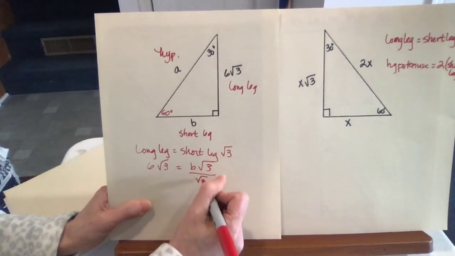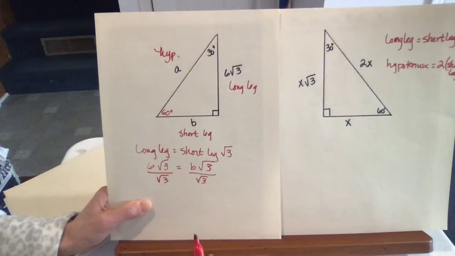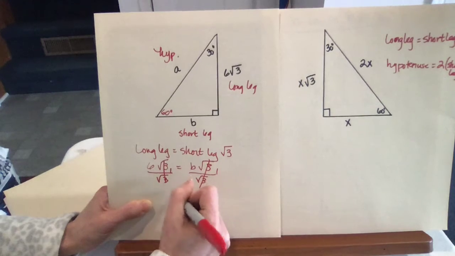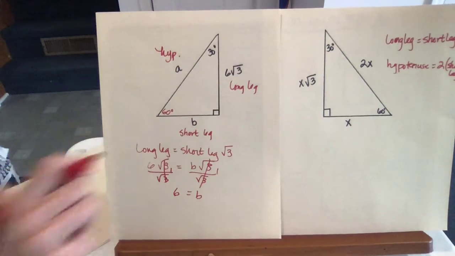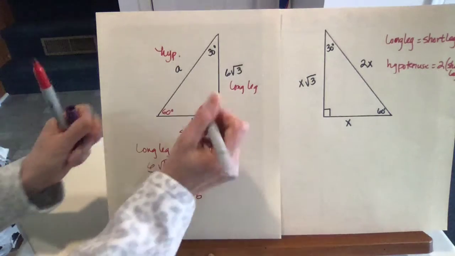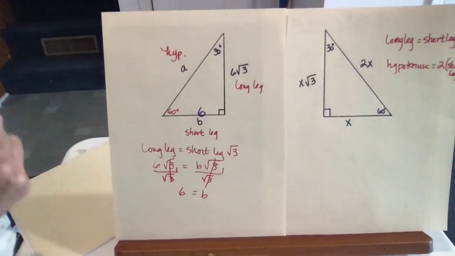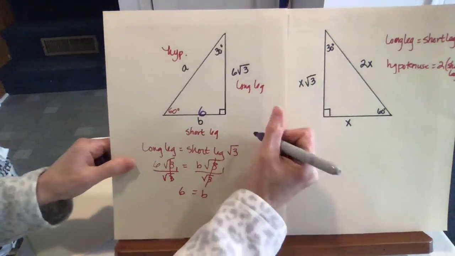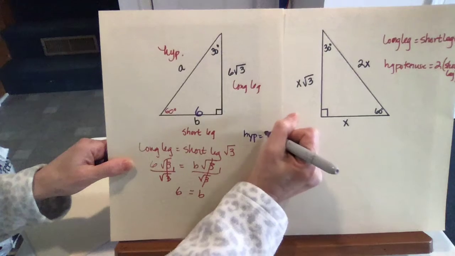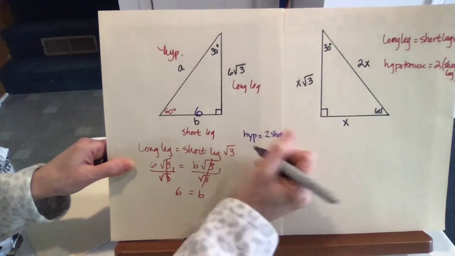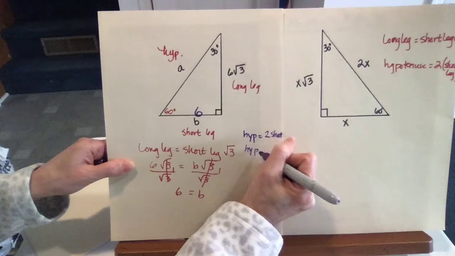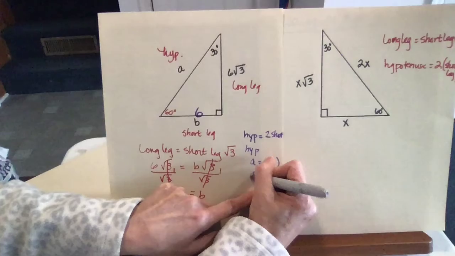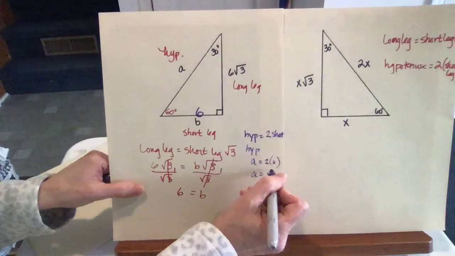So we're going to divide by root 3, or you can see the obvious: anything divided by itself is 1, so B equals 6. So our short leg now is 6, so we're going to put that on our figure. This is 6 here. To get our hypotenuse, it's twice that. Our rule is that our hypotenuse equals 2 times the short leg. So our hypotenuse, which happens to be A, equals 2 times 6. So A equals 12, so our hypotenuse is 12.